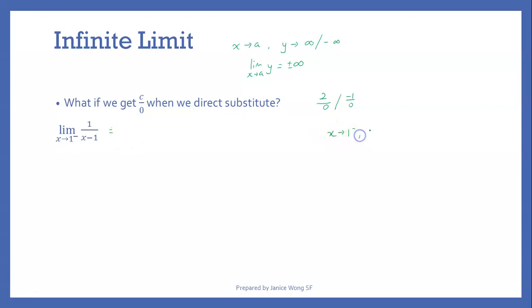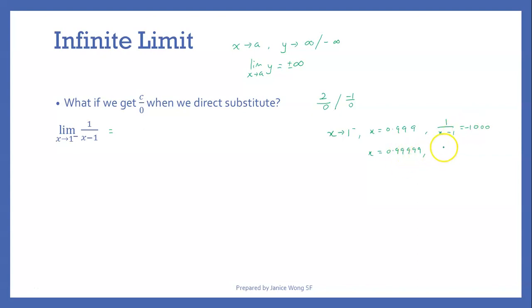x approaching 1 negative means x could be a value which is very close to 1 but slightly less than 1. So it could be 0.999. It can also be 0.99999 and more, 9 to go. Then the value for the expression 1 over x minus 1: you use the calculator, substitute x equals 0.999 into the expression here. You will get negative 1000.